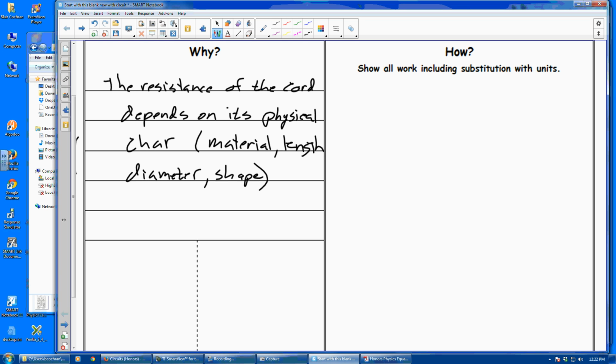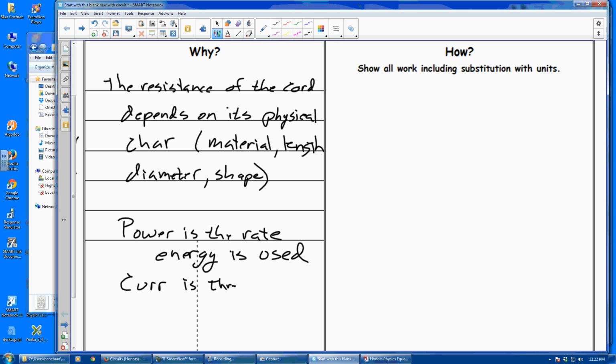Then I'd probably also make sure I showed in here that I understood that power is the rate energy is used, right? And also it'd be good to show that I understand that current is the rate charges pass through. I used to always use the term charges move, but I think pass through is a better term than move. We're not talking about the velocity of the charges, but the rate that they move past a point.